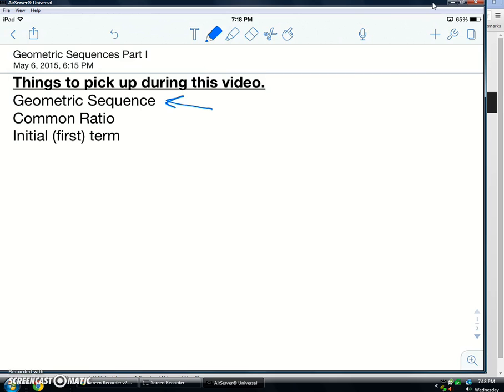So things to pick up during this video that you'll hear me talking about. First, we're going to talk about a geometric sequence. During that discussion, you'll hear the word common ratio. You'll also hear an initial term, and another word for initial is first term. So by the time we get done with this video, hopefully you will know what all three of those things mean.